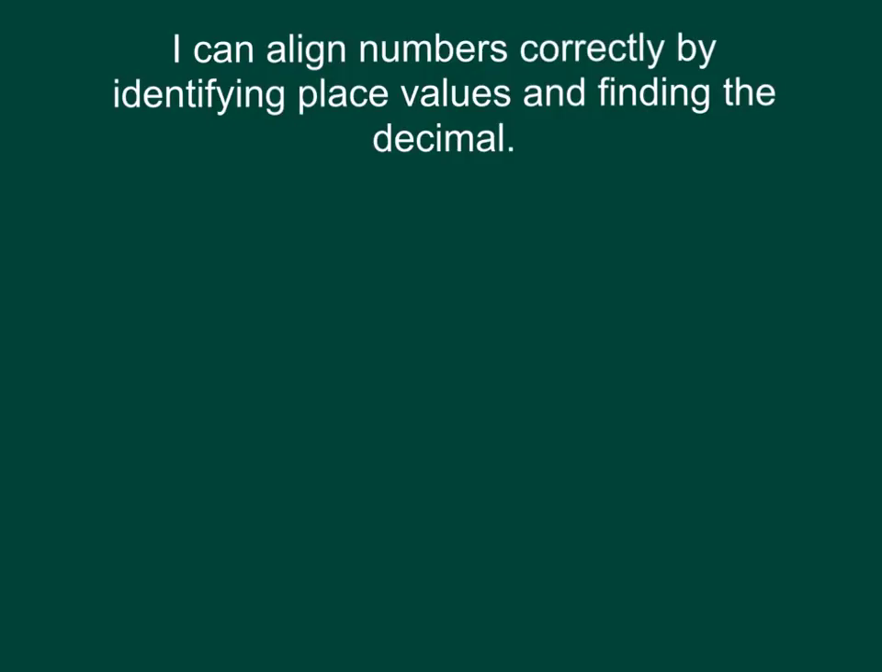Our I can statement for this lesson is: I can align numbers correctly by identifying place values and finding the decimal. All right, so let's give a bad example to begin with. What if I had the problem 10 plus 2, and in order to find this, I wanted to rewrite it vertically? What if I rewrote the problem like this?